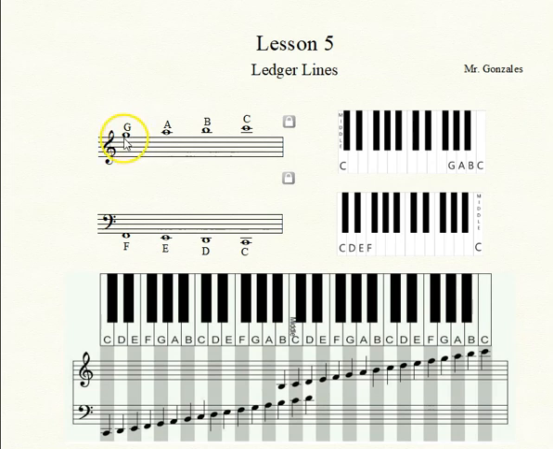If we look here, and if you remember that this top line is F, we just continue on with the alphabet. So we have G, and then one ledger line up, we have A. Sitting on top of that ledger line is B, and then on the second ledger line, we have C. Here we can see the relation on the piano to middle C. Again, we have two C's, but this C will sound much higher than the middle C that we learned in the last lesson.